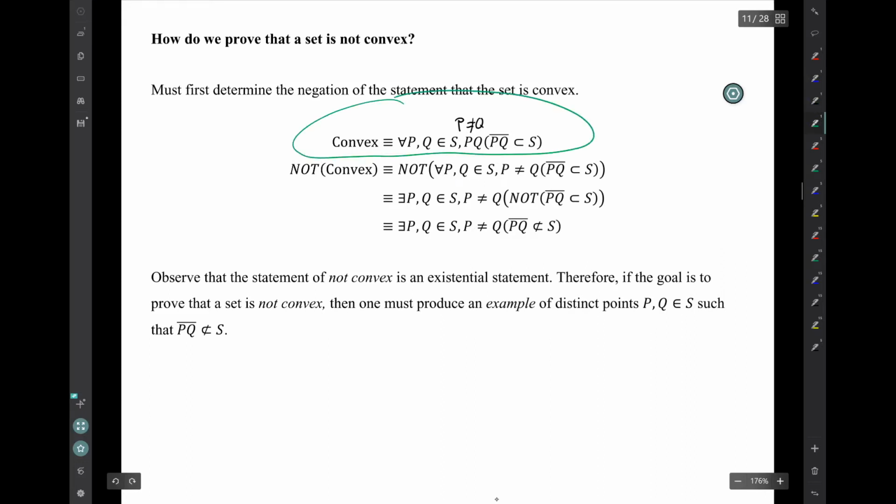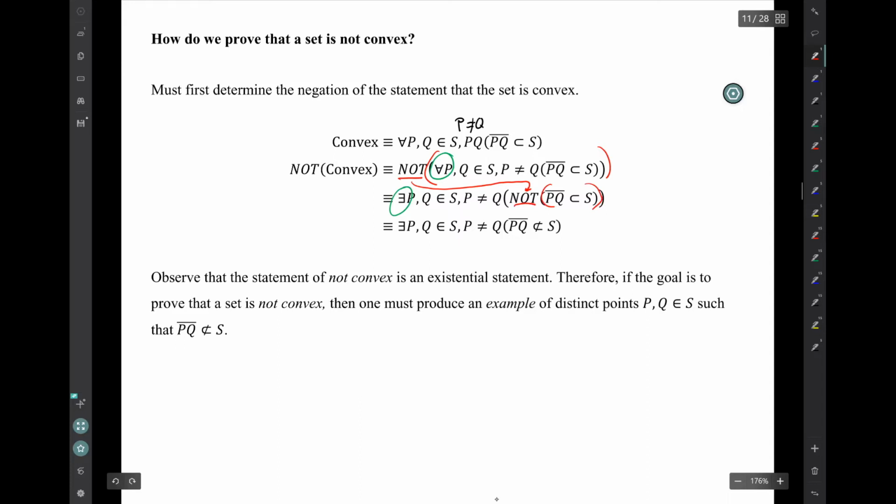For all P and Q in the set S, such that P is not equal to Q, segment PQ is a subset of S. So what would be the negation of that? Well, we start by just putting the negation in front of the whole thing, and then we move the negation to the right. When we move the negation to the right, it changes this universal quantifier to an existential quantifier. Now the negation is parked in front of that old predicate.